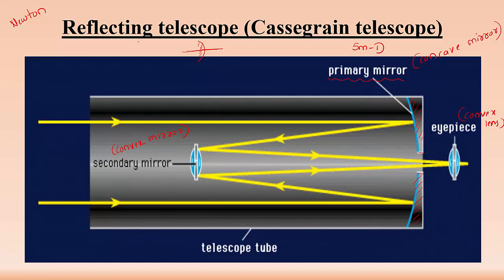Again remember, this reflecting telescope is used as an astronomical telescope. That means it is used to see heavenly bodies, so when the image is inverted, there is not much difference because heavenly bodies are usually spherical. So this is all about the reflecting telescope.